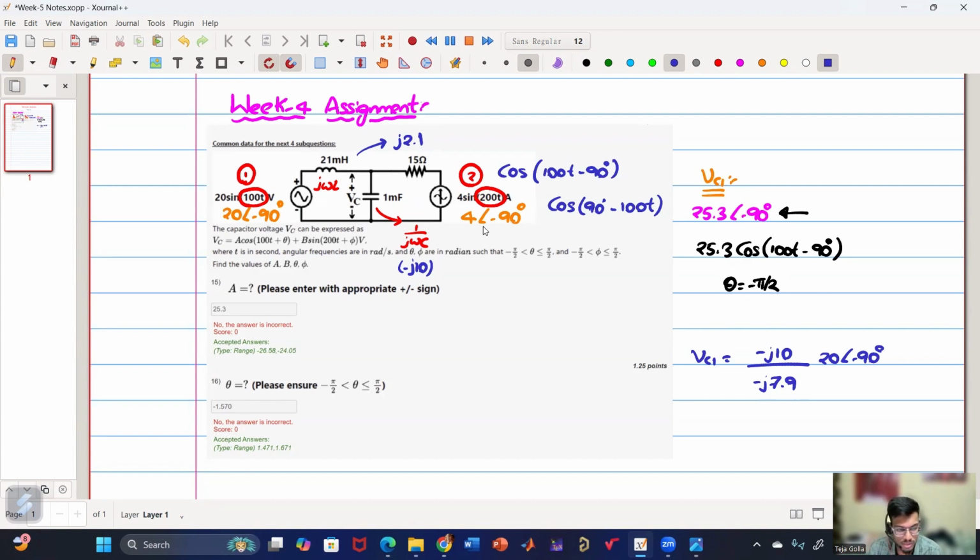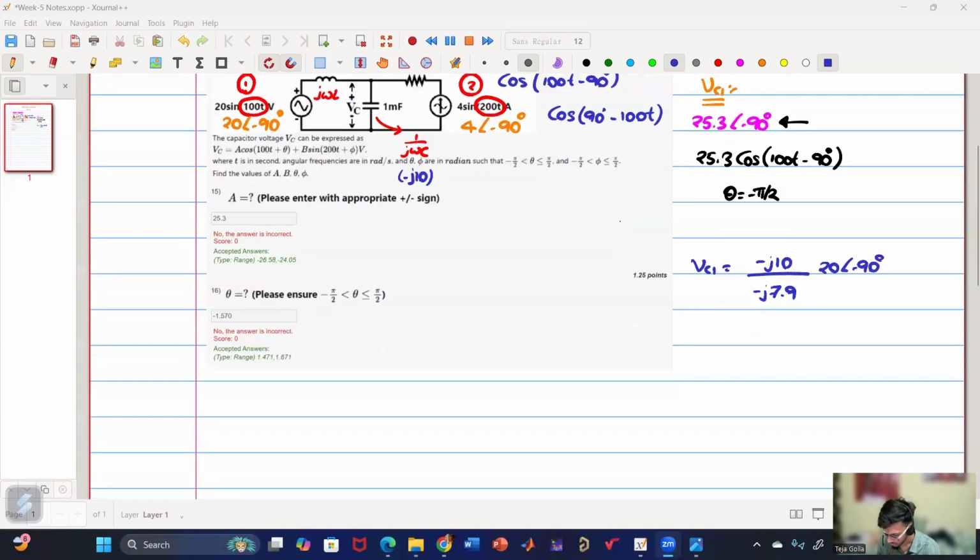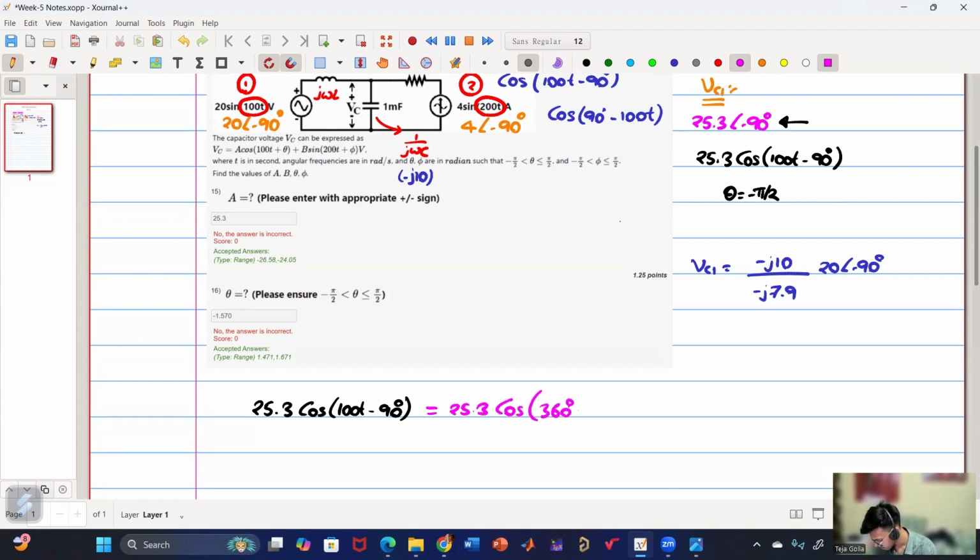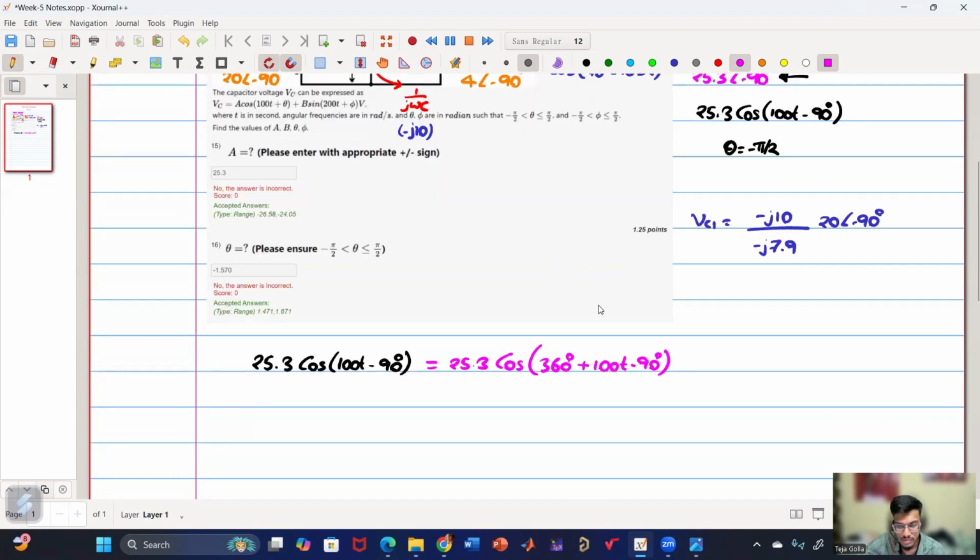Okay, let me just check once the question. They have said minus pi by 2 less than theta less than or equal to pi by 2. Okay. So I think maybe this is the logic. The angle that we are getting is 25.3 cos of 100t minus 90 degrees, right? Agree? So this I can write as something like this: 25.3 cos of 360 degrees plus 100t minus 90 degrees. Everyone agree? Can we write like this?